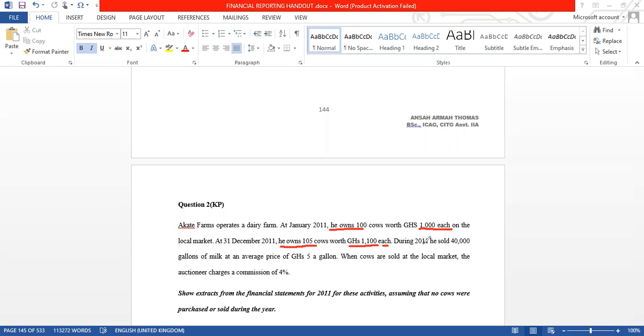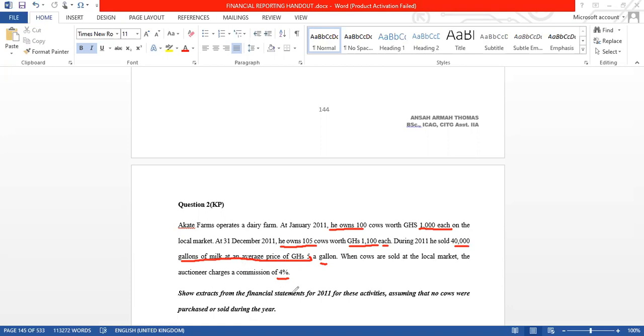But it goes on to tell us that during 2011, he sold 40,000 gallons of milk at an average price of 5 cedi a gallon. All right. When cows are sold at the local market, the auctioneer charges a commission of 4%. 4%. How are you going to go through and deal with this question?